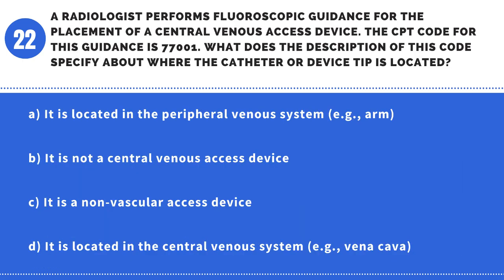A radiologist performs fluoroscopic guidance for the placement of a central venous access device. The CPT code for this guidance is 77001. What does the description of this code specify about where the catheter or device tip is located? A. It is located in the peripheral venous system, e.g., arm. B. It is not a central venous access device. C. It is a non-vascular access device. D. It is located in the central venous system, e.g., vena cava.